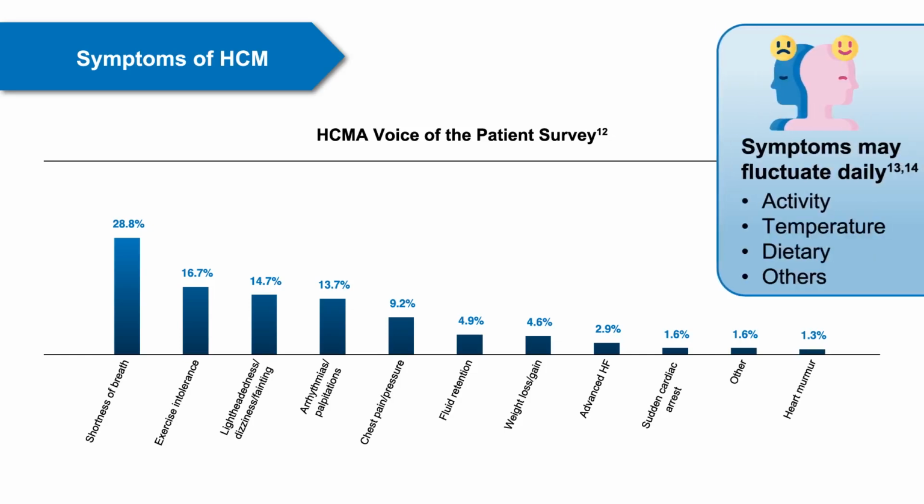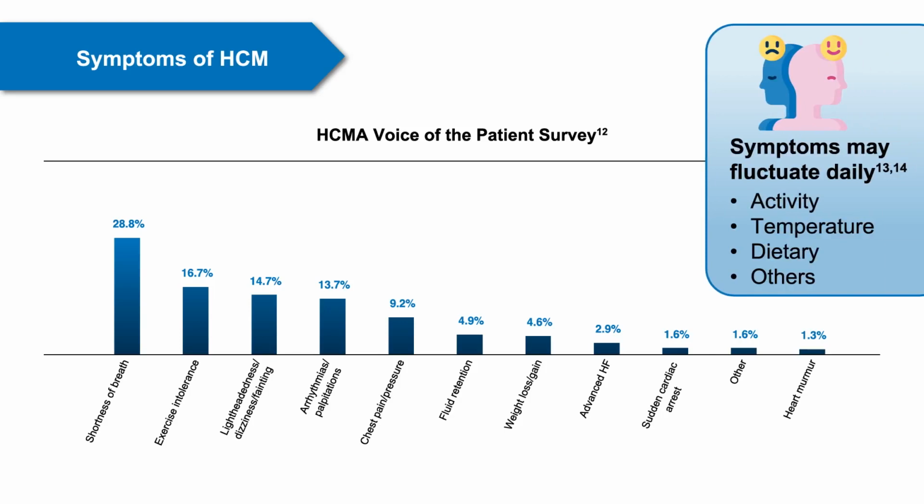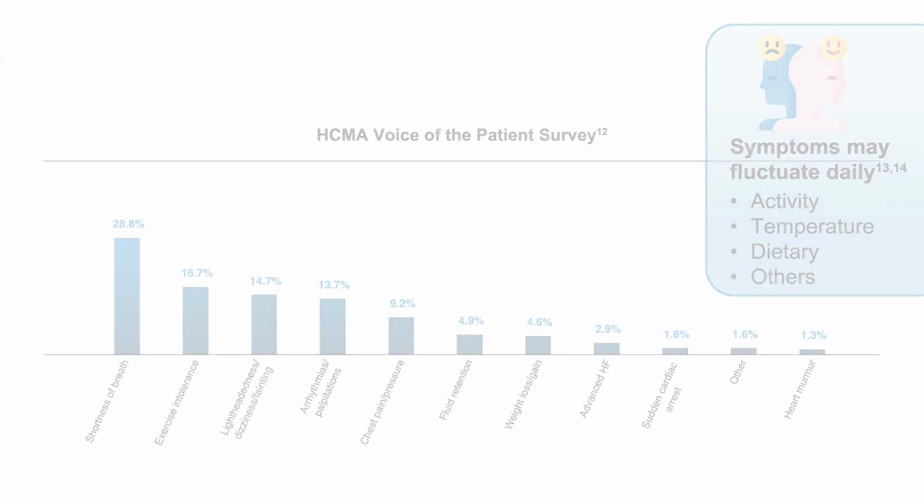When they present with symptoms, a characteristic feature is that the symptoms may vary from day to day, sometimes related to activity, change in temperature, or dietary changes, where eating a heavy meal may precipitate symptoms or exacerbate the severity of symptoms when they occur.